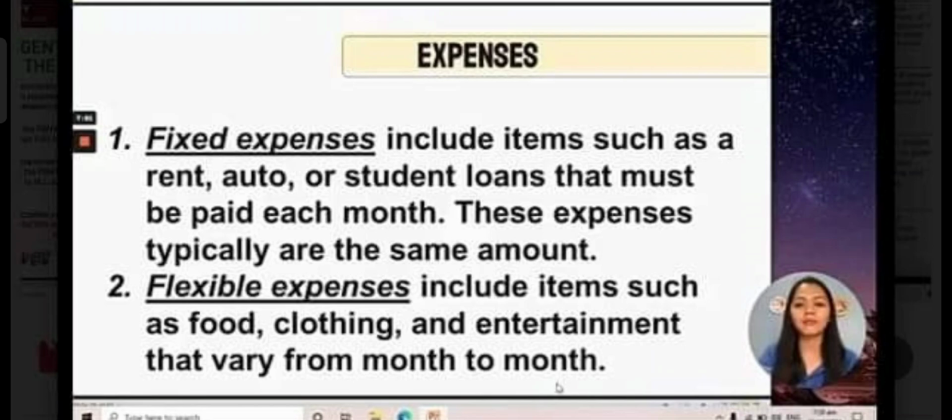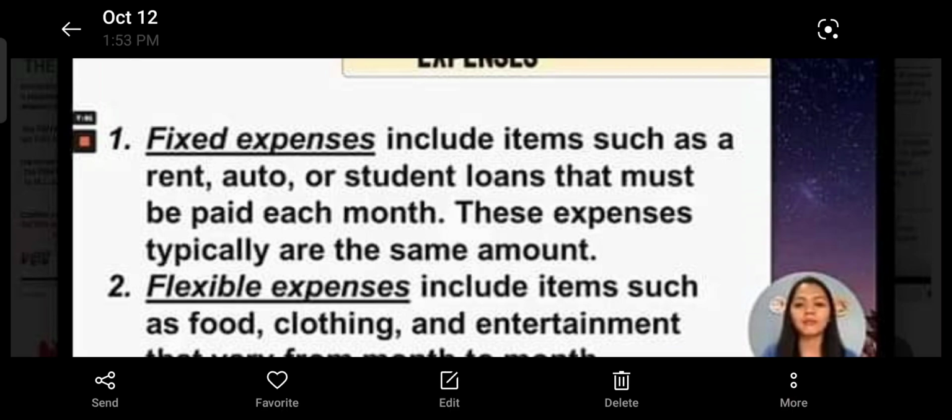Flexible expenses include items such as food, clothing, entertainment that vary from month to month. For example, yung pagkain, that is flexible, because you can buy in bulk so that you won't buy for the following weeks or month. Clothing, of course, is flexible because it's not necessary to buy clothes every time you go to the mall or somewhere. It is not necessary to buy new things or new clothing. And of course, entertainment. One example is your phone, your gadgets. That is flexible expenses.